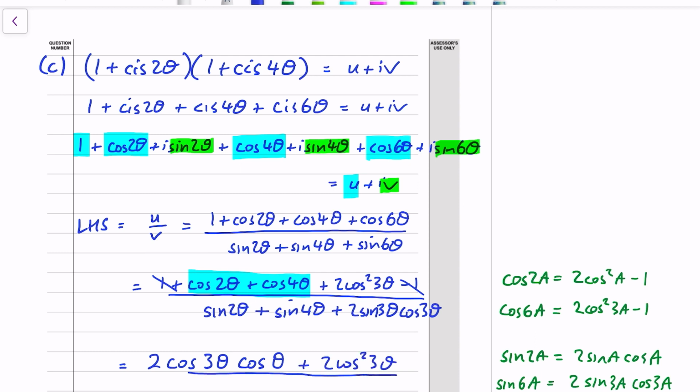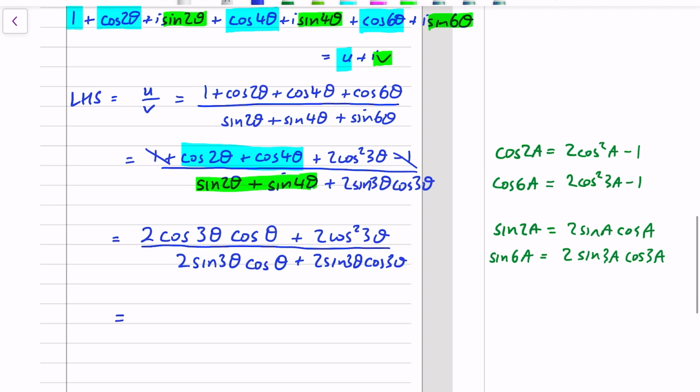Do the same thing on the bottom, add the sine expressions together, so sine 2 theta plus sine of 4 theta. Go to the sine C plus sine D and take the C to be the biggest one. We get 2 sine of 3 theta multiplied by cosine of theta. And lastly, we can divide everything by 2, top and bottom, and we can factor out of the top and out of the bottom cosine of 3 theta and sine of 3 theta.